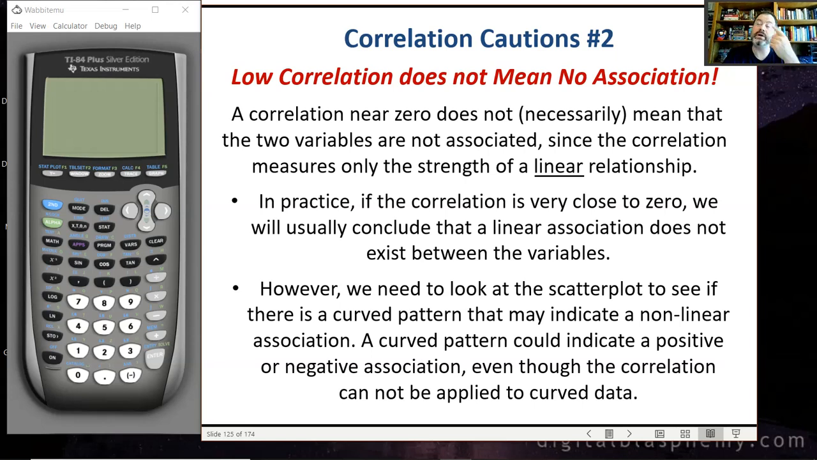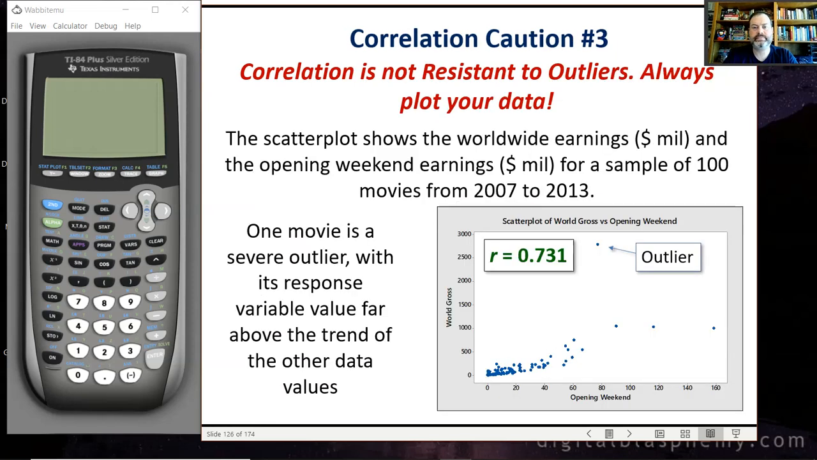We're actually going to see one of those in the next section. You'll see an example of a curved data set that has an association, but the correlation doesn't have any meaning. Last correlation caution: correlation is not resistant to outliers. Always plot your data. Outliers can really change a correlation.